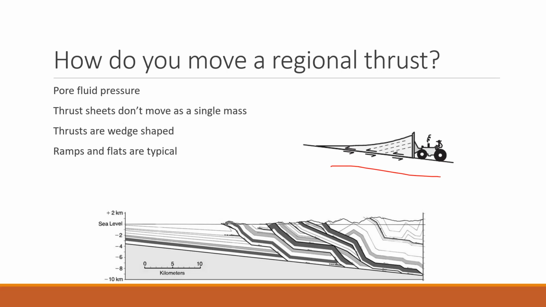So they're not wedges that we're making individual, what we call ramps and flats. So instead of moving this entire section as one, we're going to make these individual sets that go up. We have these distinct sets of faults that will move up.